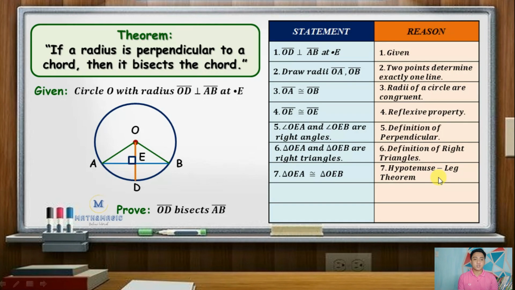Given this generalization, we can conclude that segment AE is congruent to segment BE. That is by CPCTC, or corresponding parts of congruent triangles are congruent. With this, our last statement would be segment OD bisects segment AB. And the reason is by definition of a bisector, since the line AB is divided into two equal parts. And that ends our proof.